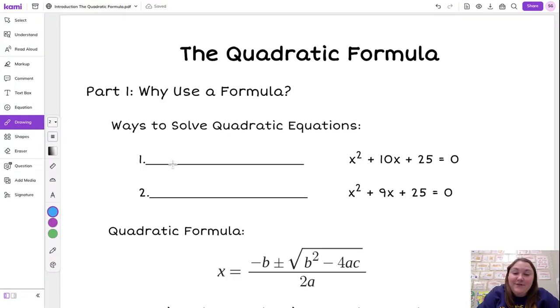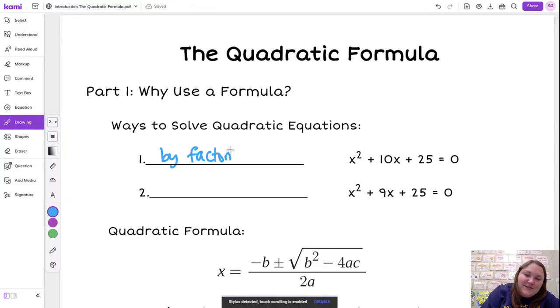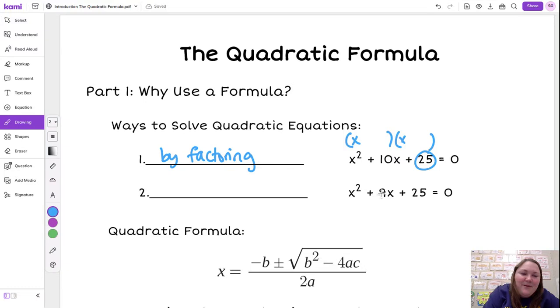The first way you've already learned. You can solve quadratic equations by factoring. So that's what we've been working on in the past lessons. We've learned for equations like this, you can factor the quadratic. And to do that, we look at the last number, think about what pair of numbers multiply to give us 25 and combine to give us a positive 10. That's not too hard. It's going to be a 5 and a 5, and then go from there to solve.